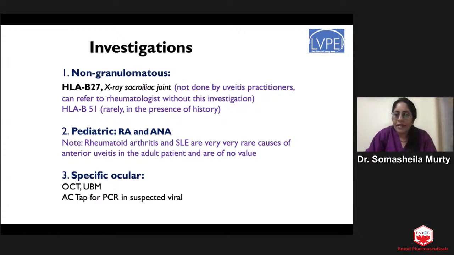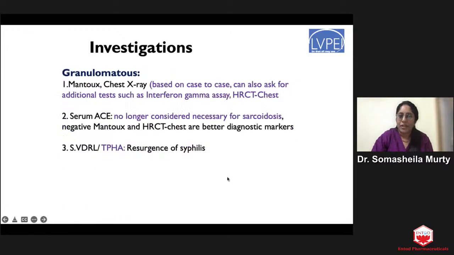RA factor and SLE, that means ANA, are very, very rare causes of uveitis in the adult patient. They are of no value. So don't even advise RA and ANA for anterior uveitis in male or female. In male, it makes no sense really to advise ANA, because SLE is literally 0 in male patients. So RA and ANA not needed. So again, I'm coming down to anterior uveitis. Hardly anything is required in the non-granulomatous. And for anything specific, it's viral, and AC-TAP and OCT, UBM. These are ocular investigations that I would get done for these patients.